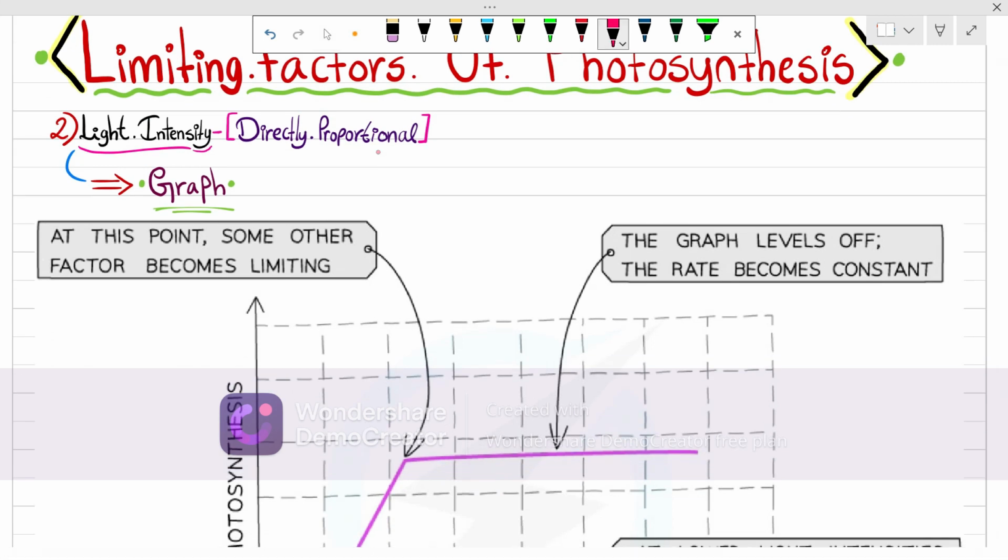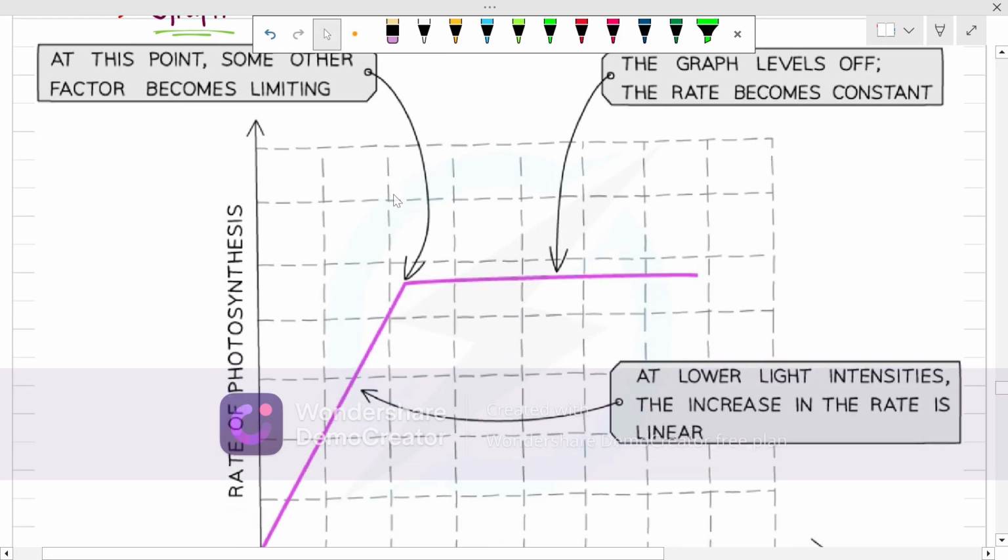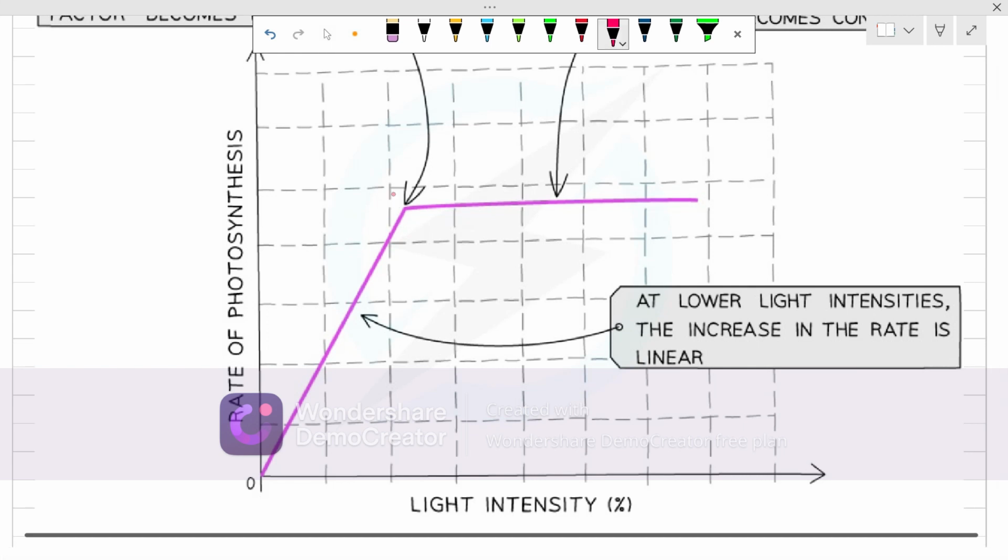This is the graph for light intensity. As we're increasing light intensity, the rate of photosynthesis is increasing up to a certain point. After this point, the rate stops increasing and some other factor becomes limiting here.